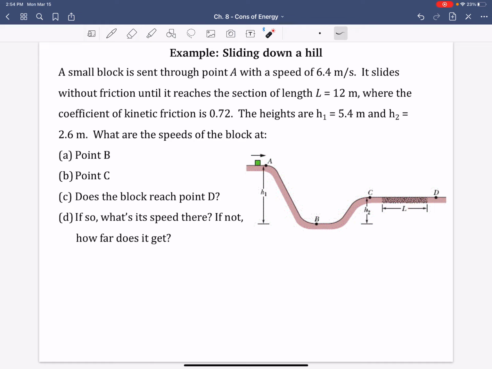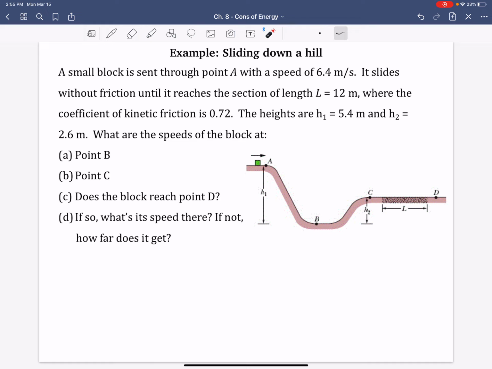Okay. So we have a couple numbers up here, a couple variables. But just looking at this problem qualitatively, for part A, and finding the speed down here at B, it starts with some initial kinetic energy. It says it's moving with a speed of 6.4 meters per second. So initially, what types of energy does it have? Well, it has energy of motion, so kinetic and potential energy.